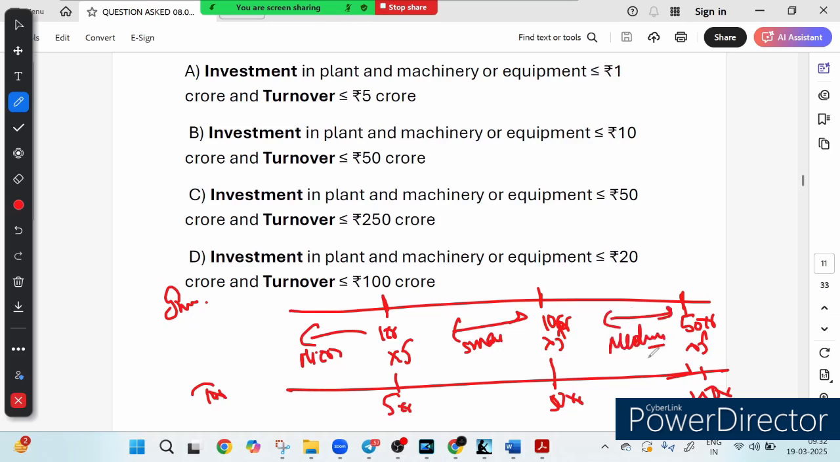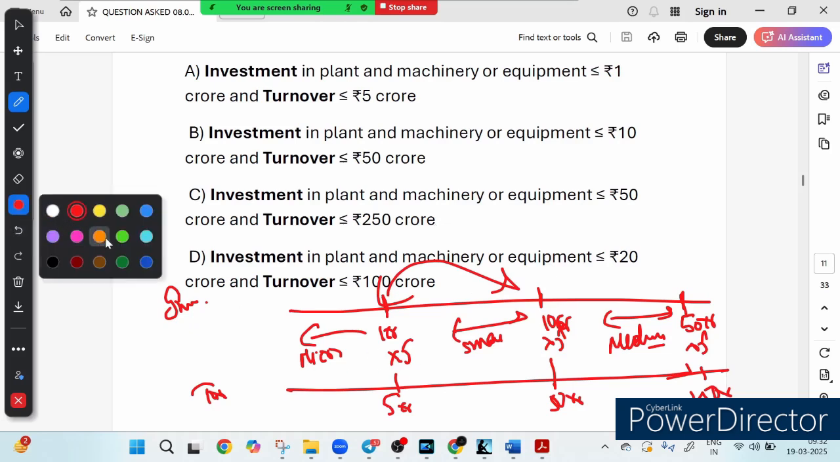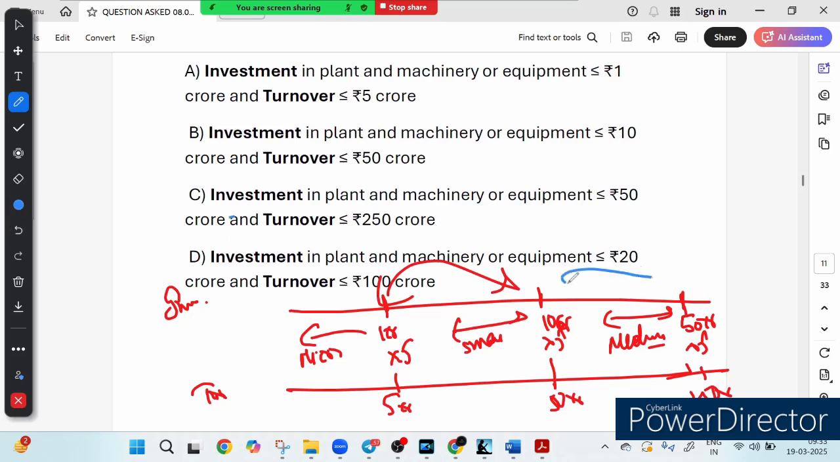Right? So basically for micro enterprise, investment limit is 1 crore. Turnover limit is 5 crore. For a small enterprise, investment limit is 1 to 10 crore and turnover limit is 5 to 50 crore. And for medium enterprise, investment limit is 10 to 50 crore and turnover limit is 50 to 250 crore. Right?